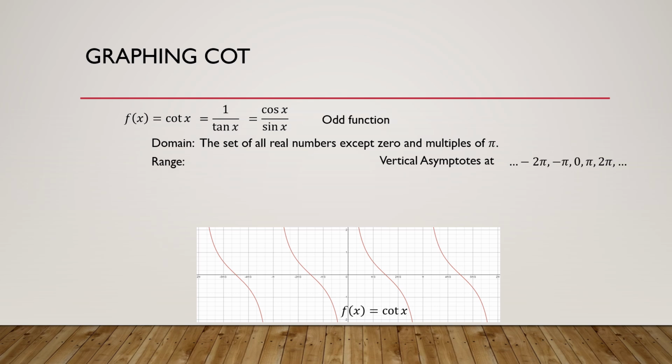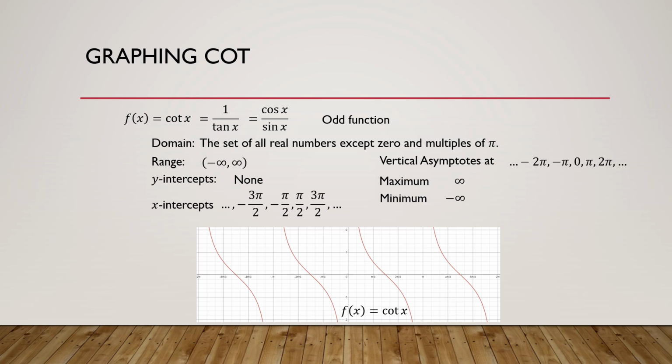The range of cotangent x is negative infinity to positive infinity. Since 0 is an asymptote, there will be no y-intercept. The x-intercepts occur at the same place where cosine x equals 0, which are all odd multiples of pi over 2. Like tangent x, cotangent x will have maximums and minimums that approach positive and negative infinity as we get closer to the points of the vertical asymptotes.